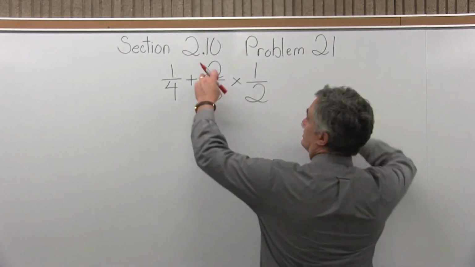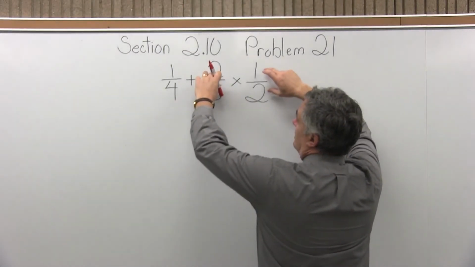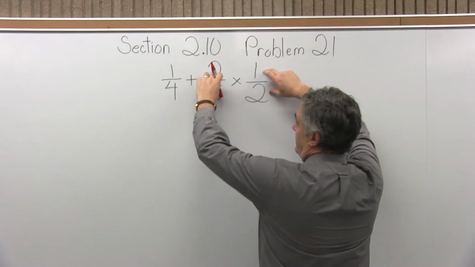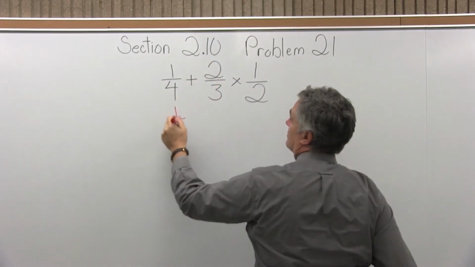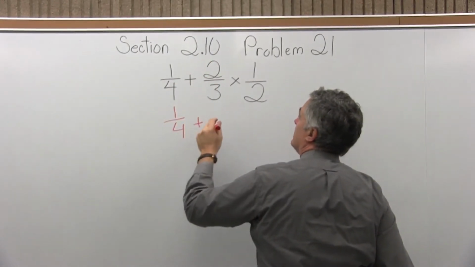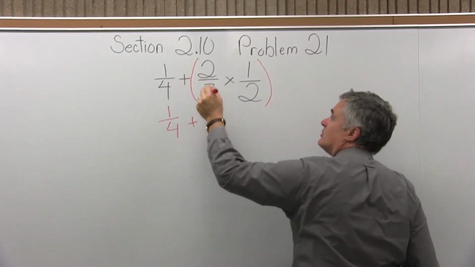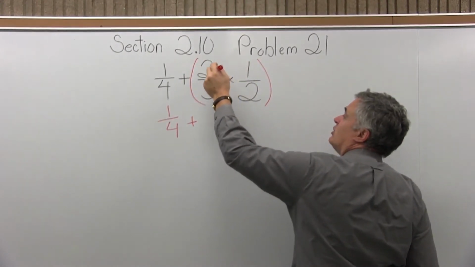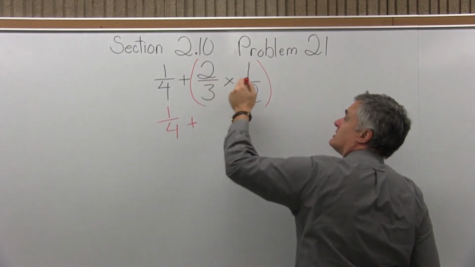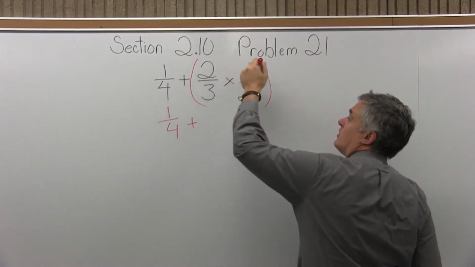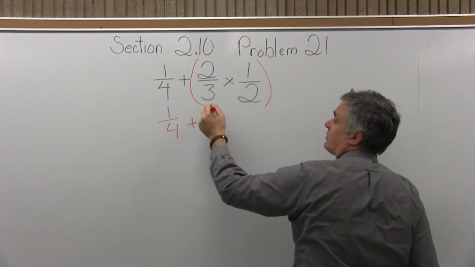So I'll focus on the 2/3 times 1/2. Let's leave the 1/4 in front, plus. Now, I can even indicate with some parentheses that I'm doing the multiplication first. You can multiply across the top, across the bottom, and reduce. You would have 2 over 6, which reduces to 1/3.